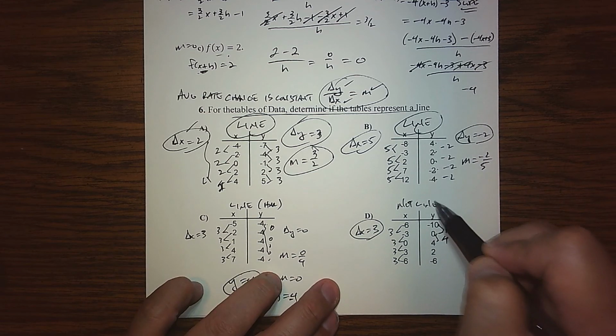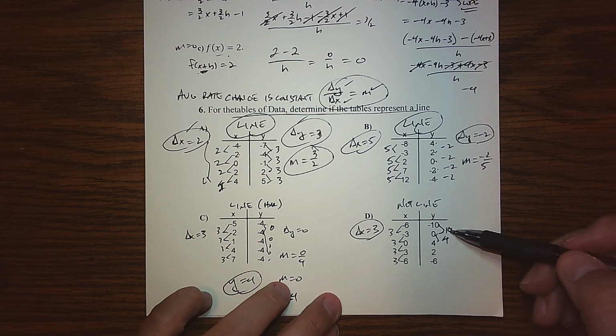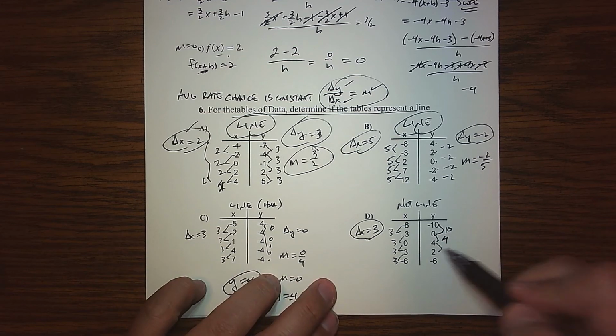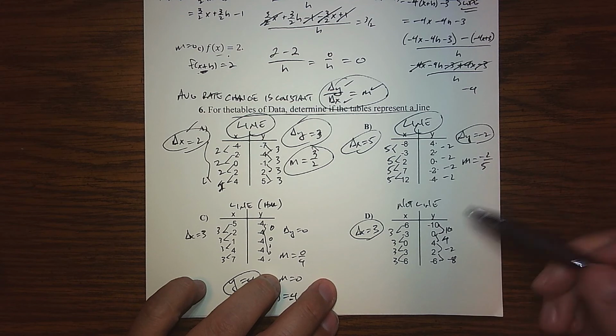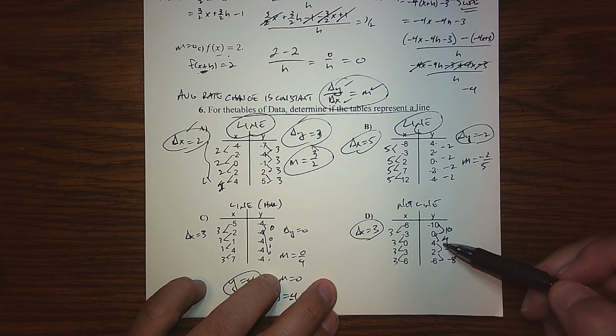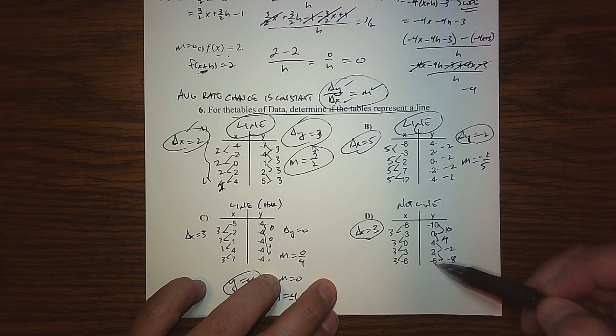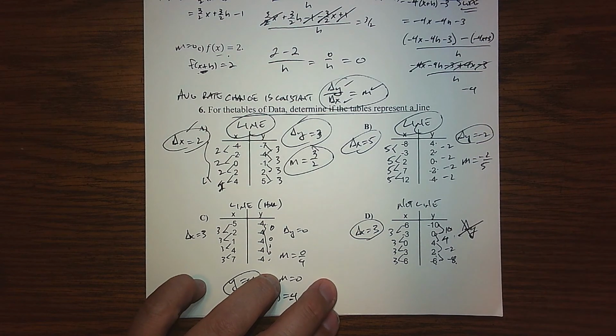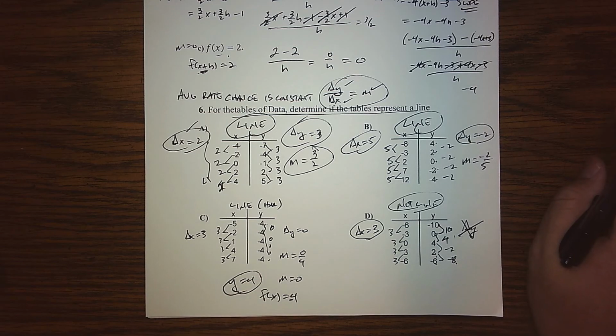I don't even need to go any further, because as soon as we find a change in y that's not constant, we're done. But if we had to, notice how this thing is constantly changing, right? We have a step of 10, a step of 4. We're actually dropping down 2 and then dropping down 8. So there's nothing consistent about this at all. So that means that this is not linear data.